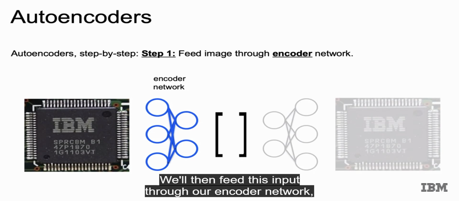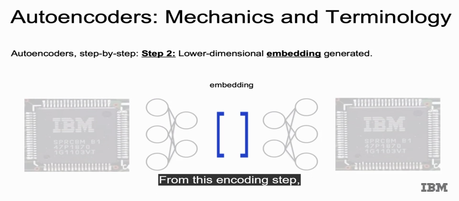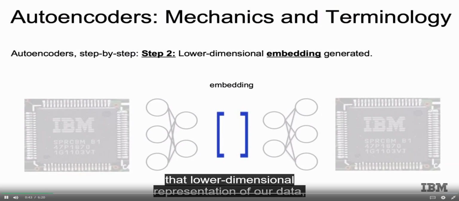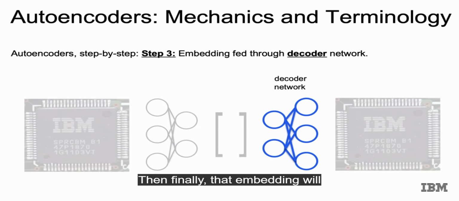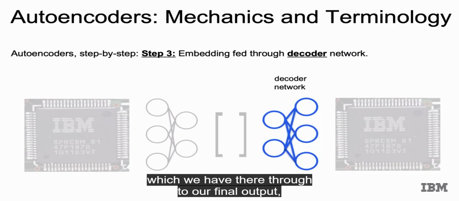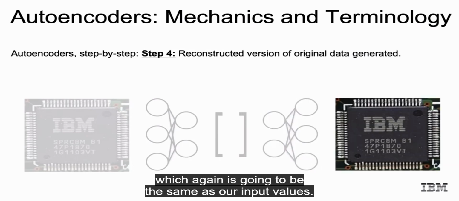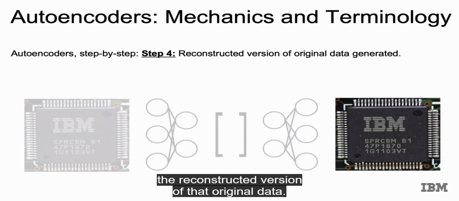We'll then feed this input through our encoder network, represented here as those densely connected nodes in blue. From this encoding step, we're going to be able to produce the lower dimensional embedding of our original data. And that's going to be what we're actually looking for, right? That lower dimensional representation of our data. And that will be here in the middle of our network. And then finally, that embedding will be fed through the decoder network, which we have there, through to our final output, which again is going to be the same as our input values.